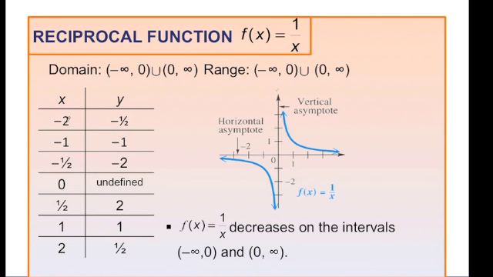Reciprocal of negative 2 is negative 1/2. Reciprocal of negative 1 is negative 1. Reciprocal of negative 1/2 is negative 2. The reciprocal of 0 is undefined. Reciprocal of 1/2 is 2. Reciprocal of 1 is 1. Reciprocal of 2 is 1/2. So it decreases. Notice it decreases on the intervals. It gets smaller. So this is what the reciprocal function looks like.